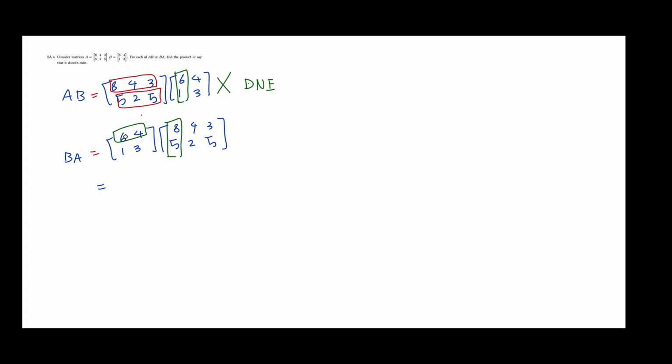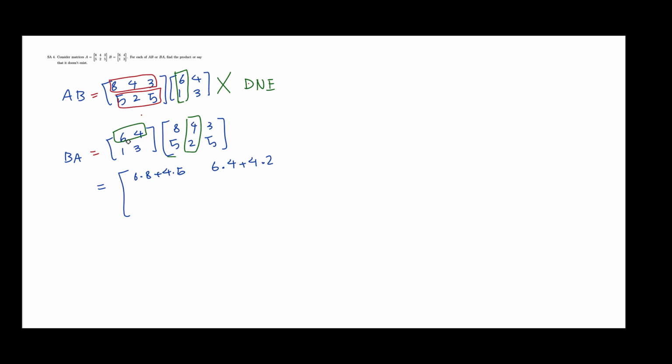And how do I multiply component-wise? 6 times 8 plus 4 times 5. Then keep the same row. The row comes from the first matrix, and then multiply it by the second column. I erased extra stuff. Now I get 6 times 4 plus 4 times 2.